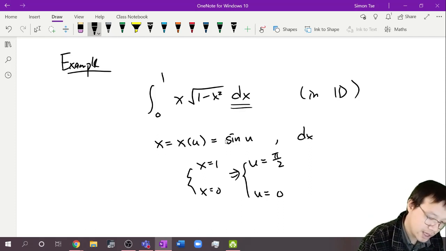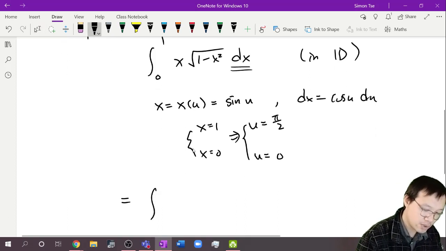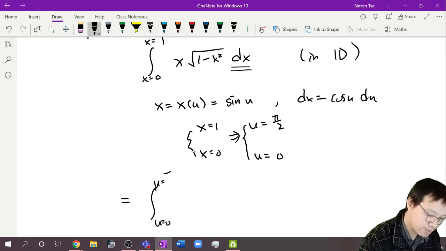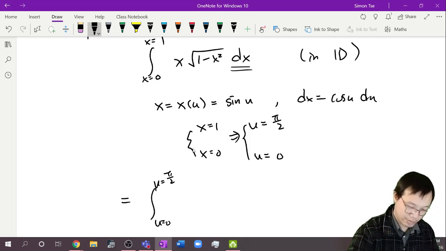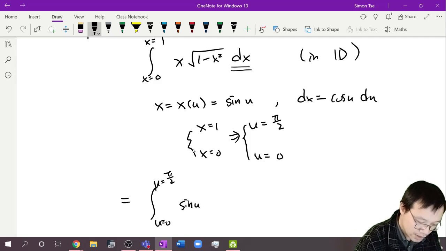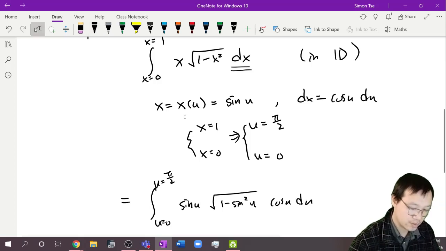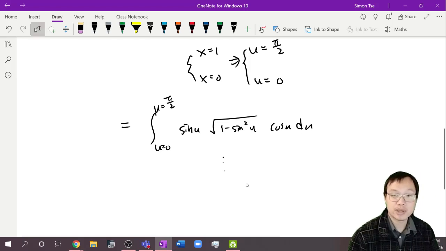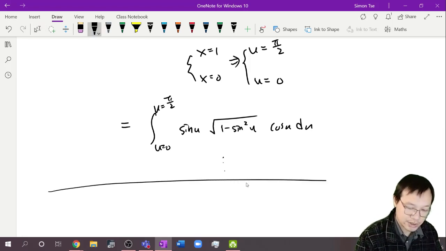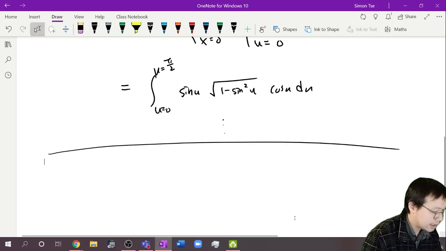So dx equals cosine u du, and the integral becomes the integral from u equals 0 to u equals pi over 2, and then you replace every x with u, you get sine u, and then the square root of 1 minus sine squared u, and then dx, which is cosine u du, and so on. That will be a trigonometric integral that you can solve, which I don't solve here. I use this as an analogy.